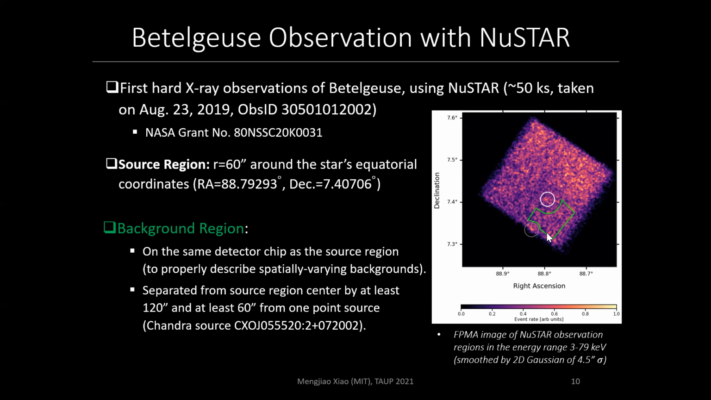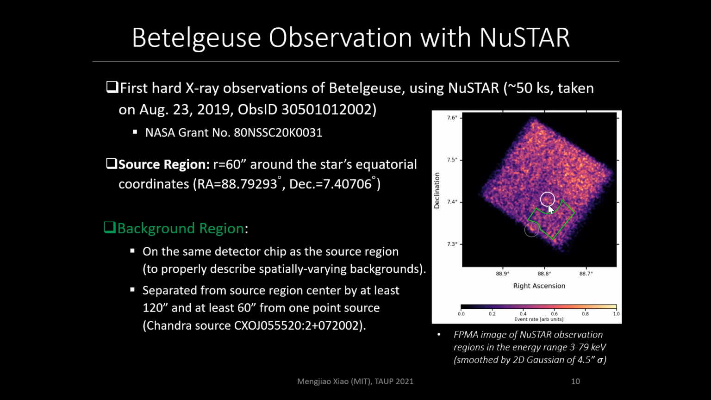The background region selection protocol is the following. It should be on the same detector chip as the source region, so that we can properly describe any spatially varying backgrounds. It might be hard to see here, but there are actually 4 detector chips on each focal plane detector. Then we required the background region to be separated from the source center by at least 120 arcseconds.